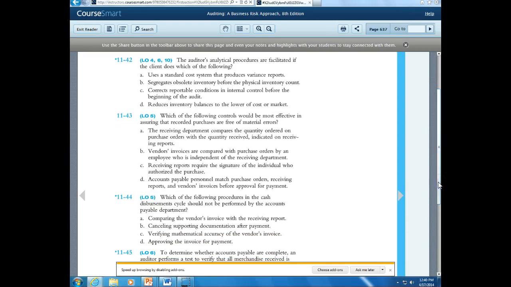Number 43, which of the following controls would be most effective in assuring that recorded purchases are free of material errors? A, the receiving department compares the quantity ordered on purchase orders with the quantity received indicated on receiving reports. B, vendors' invoices are compared with purchase orders by the employee who's independent of the receiving department. C, receiving reports require the signature of the individual who authorized the purchase. And D, accounts payable personnel match the purchase orders, the receiving reports, and the vendor's invoices before approval for payment.